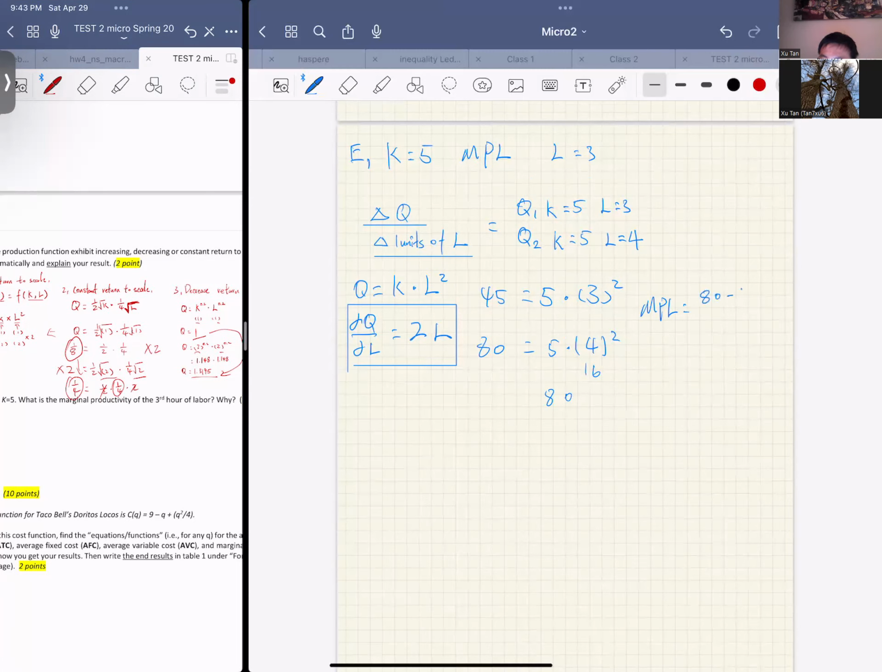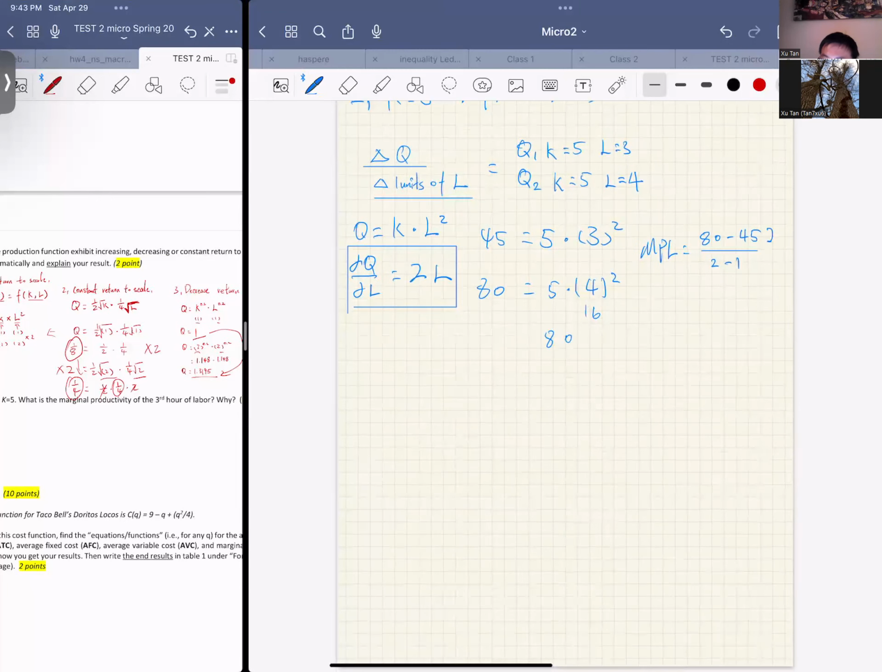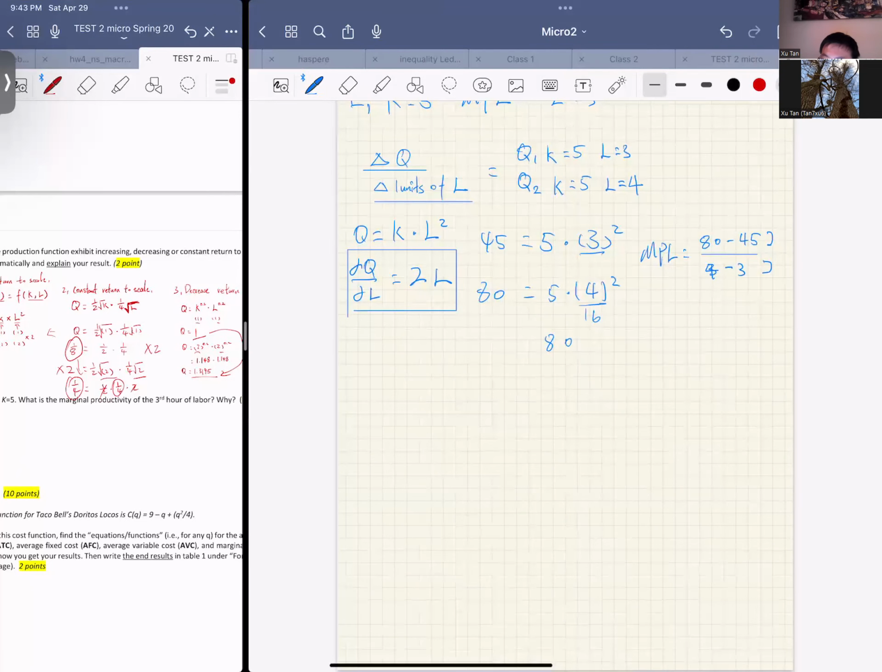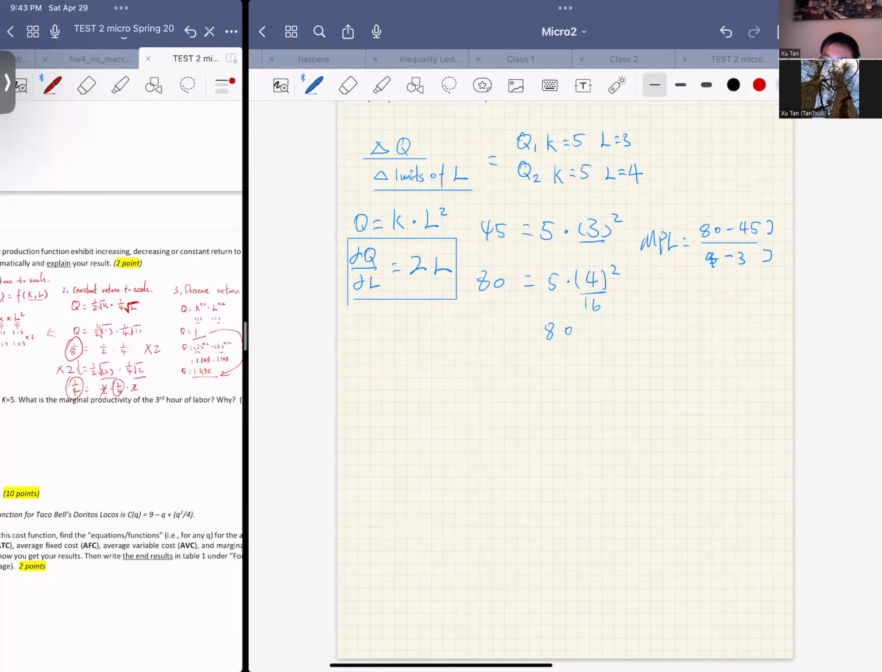80 minus 45 divided by 2 minus 1. So that is the change in quantity of output when we increase by 1 unit of labor. Okay? That's not 2 minus 1. That's 4 minus 3, because we increase by 1 unit of labor. How much increase in output? It's 80 minus 45, which is 35. So your MPL equals 35.